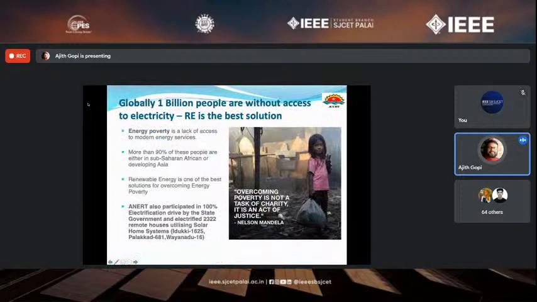I'll give you a backdrop of this session with a couple of slides. I will tell you that more than 1 billion people are without access to electricity in the world. That is why the UN has come up with the Sustainable Development Goals. There are 17 sustainable development goals framed up for this particular mission.